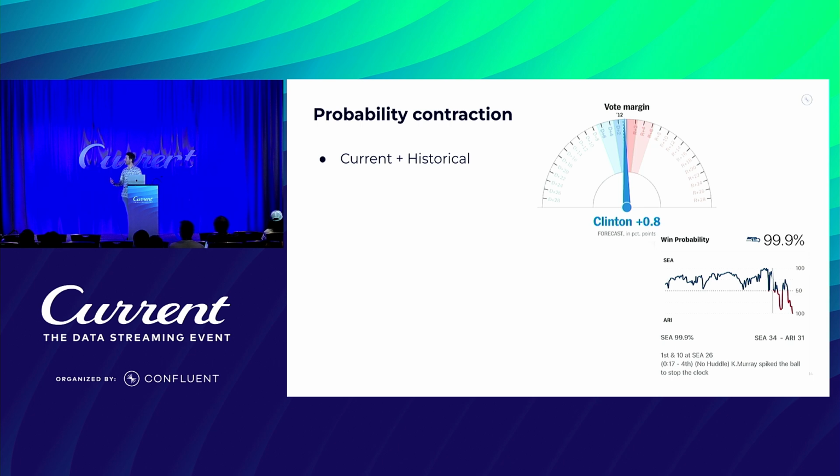Another, more sophisticated and more modern example is probability contraction. For those of you who aren't familiar, the jittery needle up at the top was from the U.S. election.